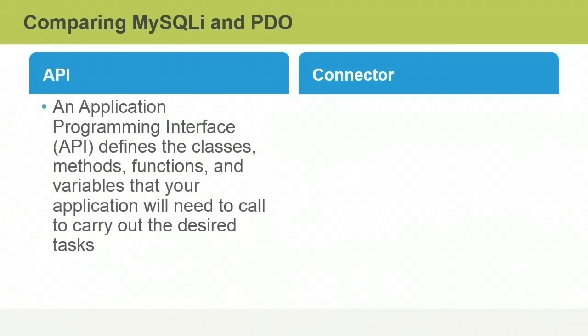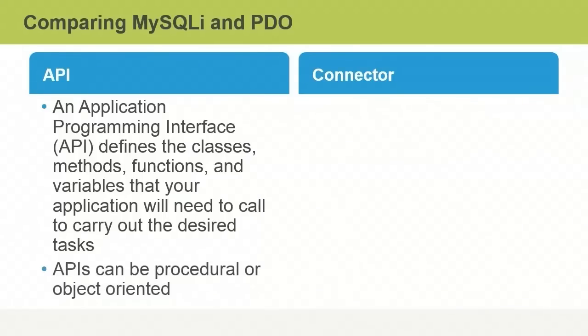API. An application programming interface, API, defines the classes, methods, functions, and variables that your application will need to call to carry out the desired tasks. APIs can be procedural or object oriented.